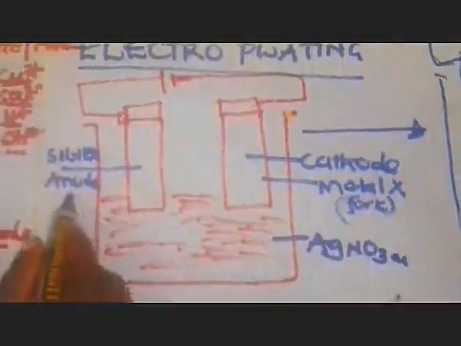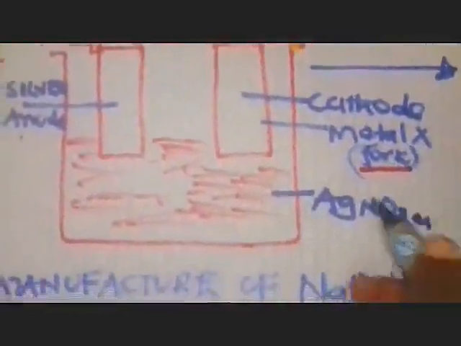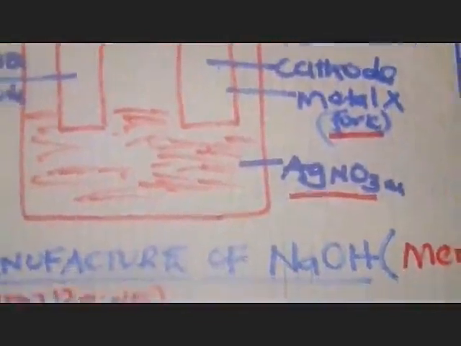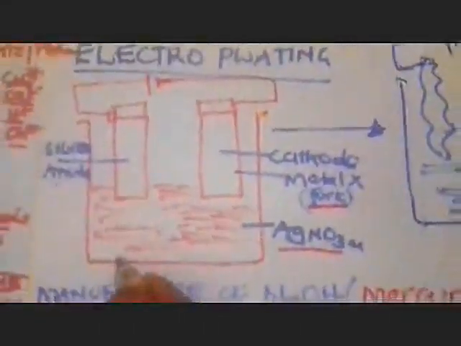So for instance here, we have silver, and then we have a metal which we don't know. You can even put there a fork, or a panga or a knife, on this side. Now you have a silver anode dipped in silver nitrate solution. What we are going to see is the anode dissolving, and as it dissolves, it is going to be coating the other side.